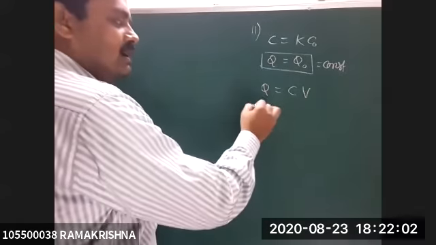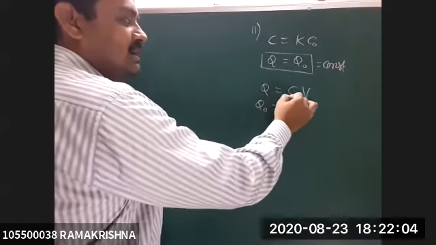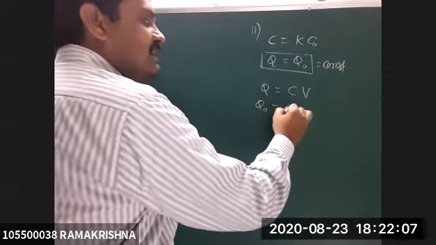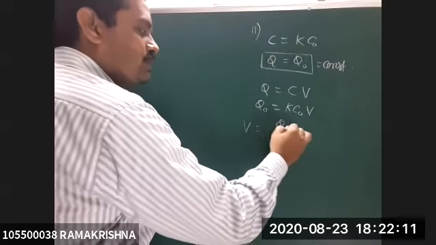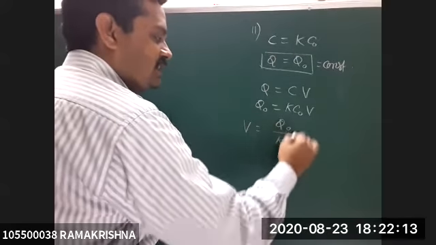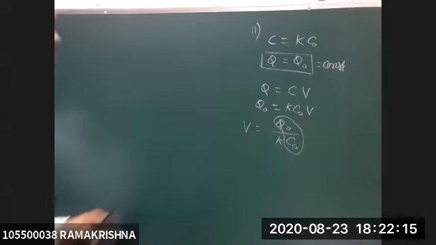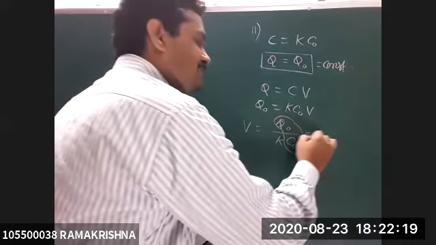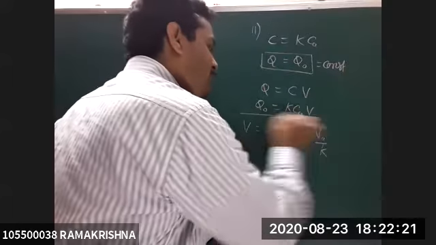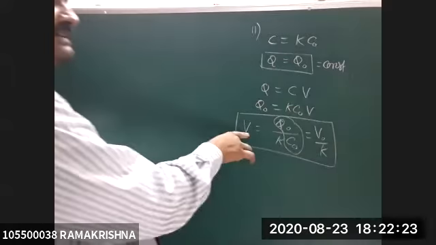So what is the Q naught? Q naught is equal to what? It is equal to K C naught into V. So from this, V is equal to Q naught divided by K into C naught. And we know the ratio of Q naught to C naught is the initial potential, which is equal to V naught divided by K. That means the potential decreases, right?